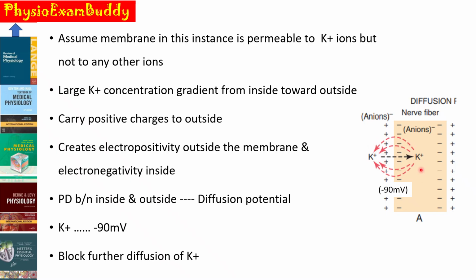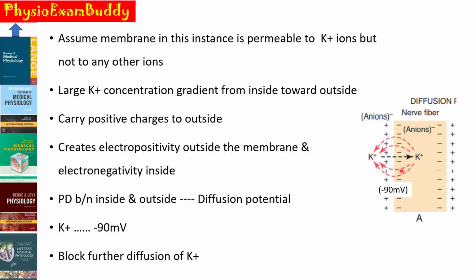And what happens to the inside of the membrane? As the positive charge carrying potassium is pumped out, the inside will automatically become negative. So there will be an electropositivity outside the membrane and an electronegativity inside the membrane. And there occurs a potential difference between the inside and outside, which is known as the diffusion potential.